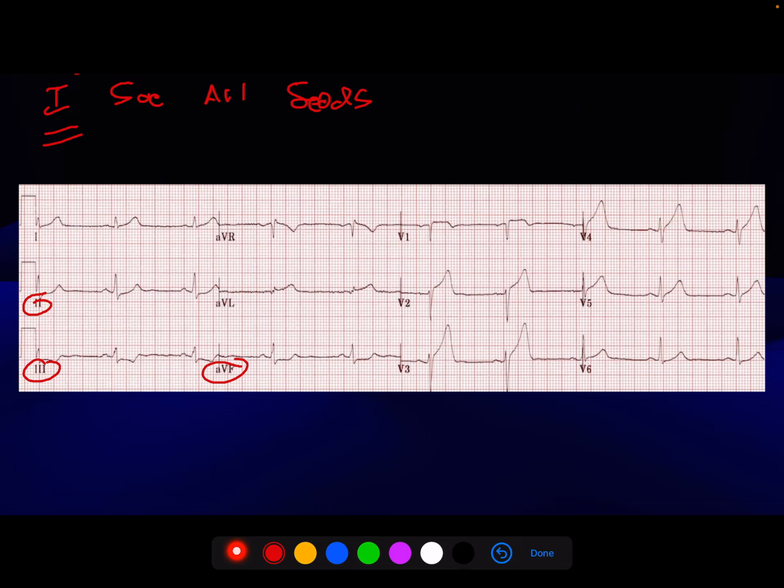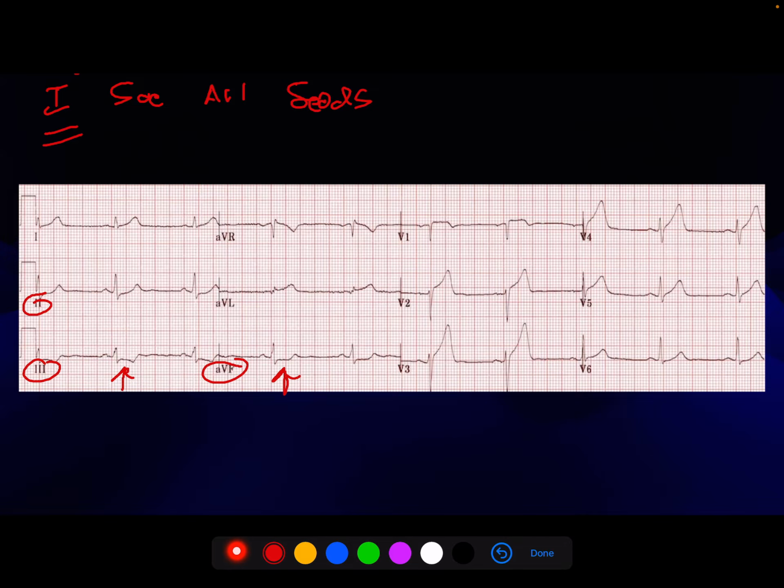Leads 2, 3, aVF: 2 looks okay. We've got some ST depression, so the J point is depressed below the baseline. That may be indicative of something. And whenever you see depression, another thing you want to think about is, could this be reciprocal to elevation in other leads? Could this be a reciprocal change? All right, so that's I.